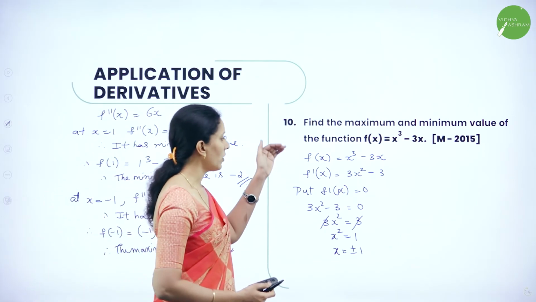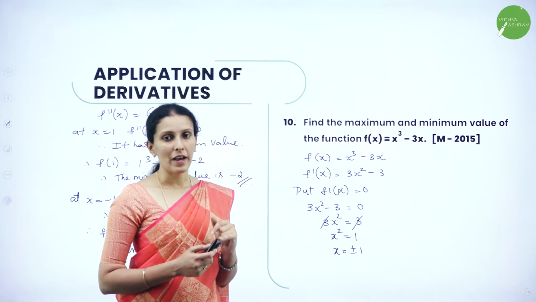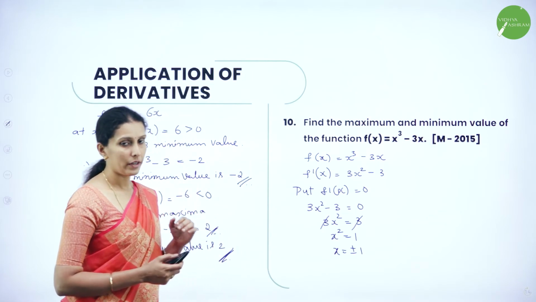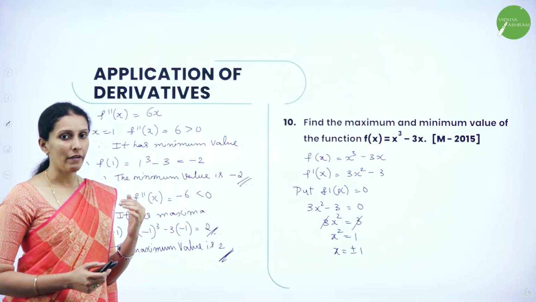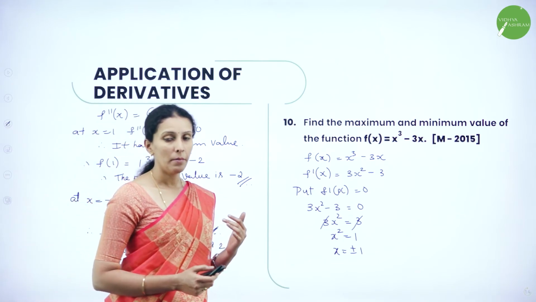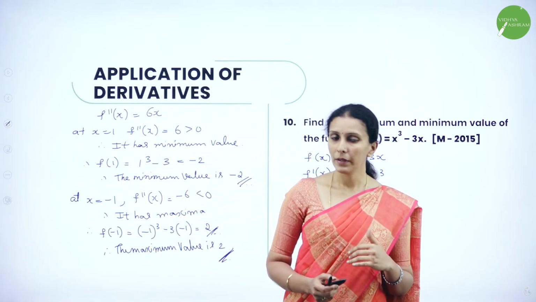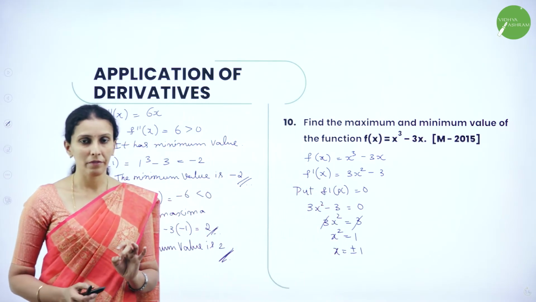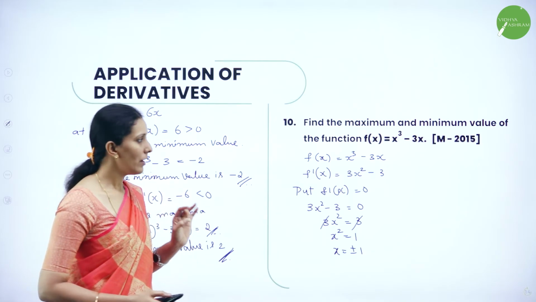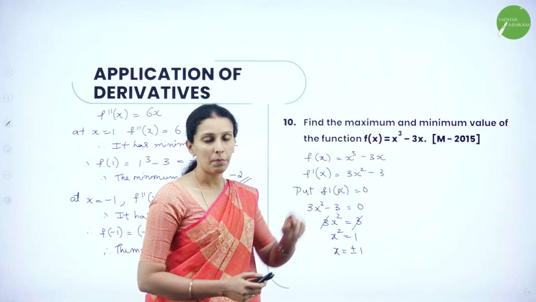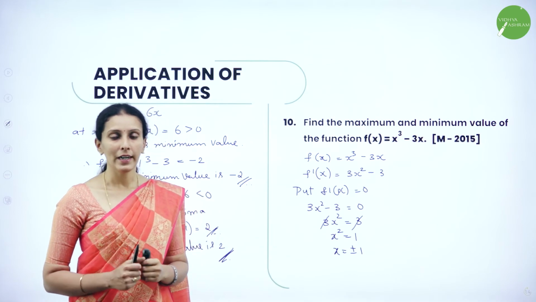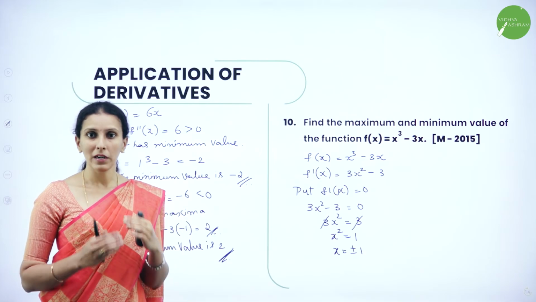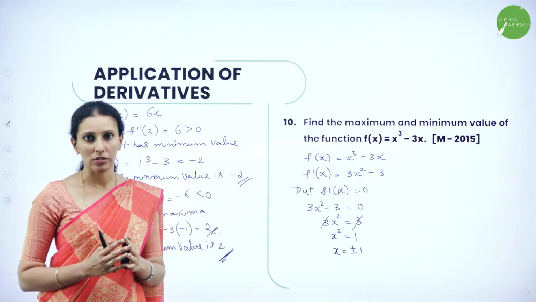So first find out f dash of x, put f dash of x equal to 0, find the critical point, then find the second order derivative. By substituting the critical value, find where you have the maximum value and where you have the minimum value. Then, using those critical points, find the maxima and minima by substituting the value of the critical points in the given function. You will get the maxima and minima. So the maximum and minimum value is nothing but the maxima and minima of the function.